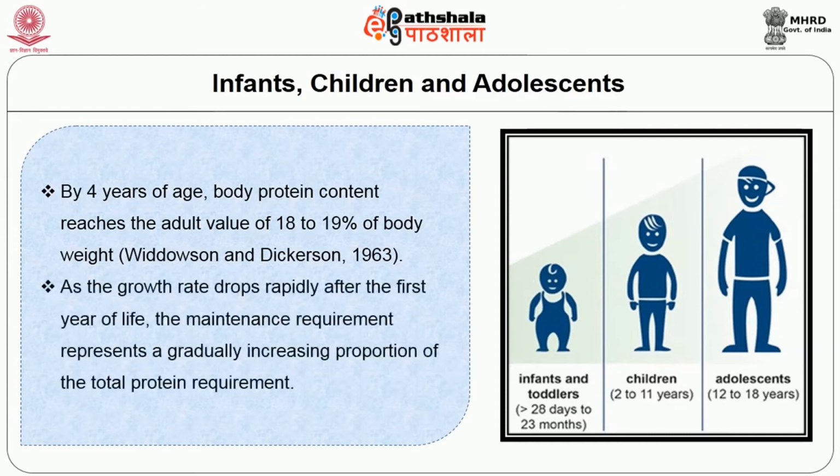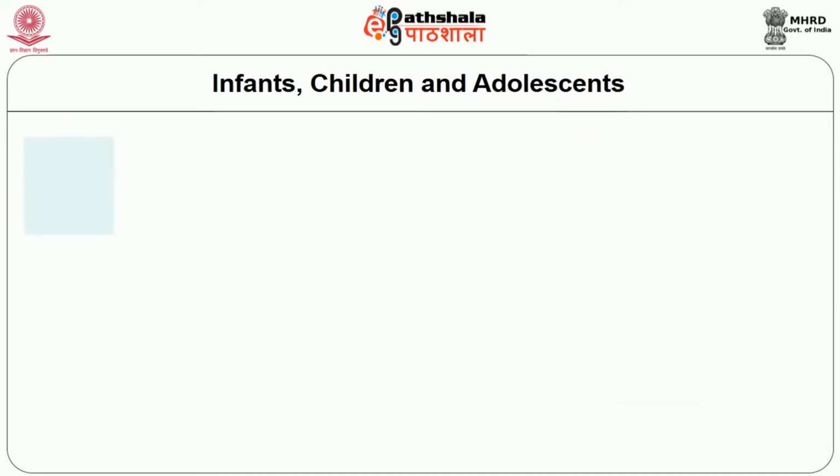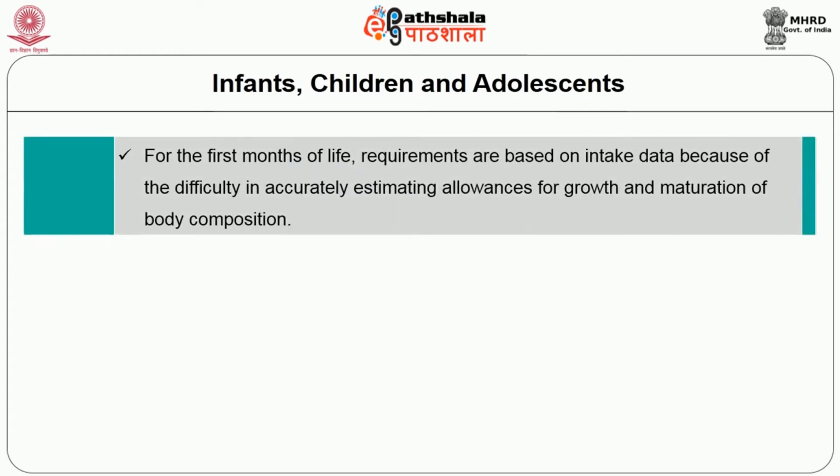As the growth rate drops rapidly after the first year of life, the maintenance requirement represents a gradually increasing proportion of the total protein requirement. For the initial months of life, requirements are based on intake data because of the difficulty in accurately estimating allowances for growth and maturation of body composition.